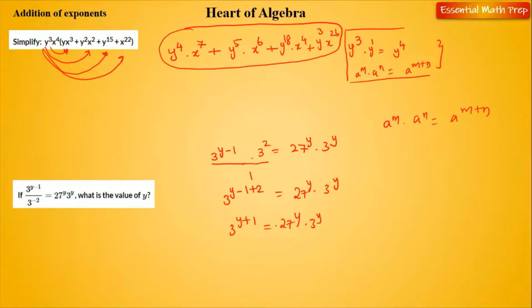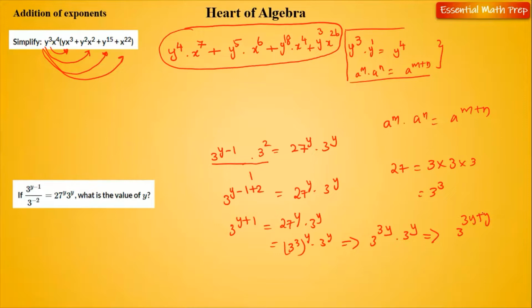We've done something like this before. When you have 27 and you have the base on the other side is 3, 27 can be expressed as 3 times 3 times 3, which is 3 cubed, right? So we write it as 3 cubed power y times 3 power y. Now again, you have to use the a power m power n here, which implies this will be 3 power 3y times 3 power y. This would be 3 power 3y plus y, right?